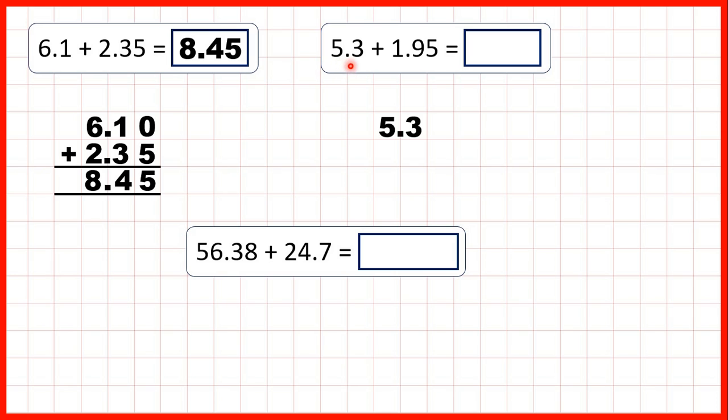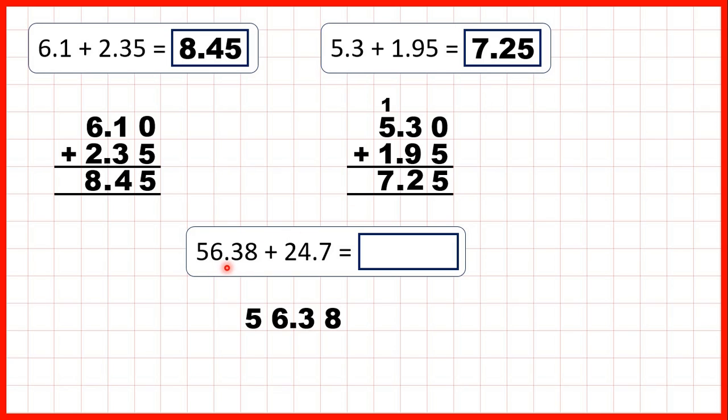Now we have 5.3 plus 1.95. So the numbers are written out with the decimal points lined up. We can write a 0 in this empty square, and we need to remember to copy the decimal point down into our answer. Now we add using column addition. So 0 plus 5 is 5, 3 plus 9 is 12, so 1, 2, and 1 plus 5 plus 1 is 7, so that gives us 7.25.